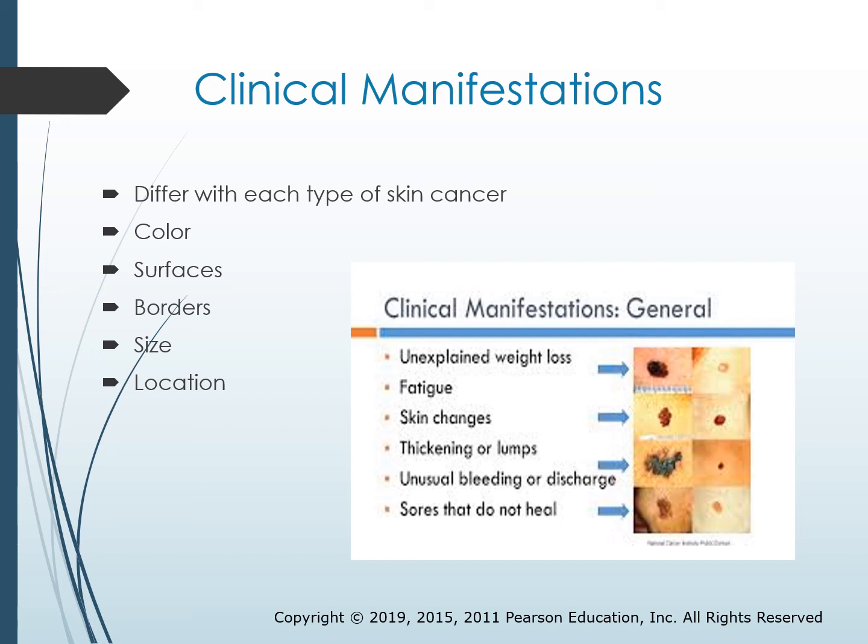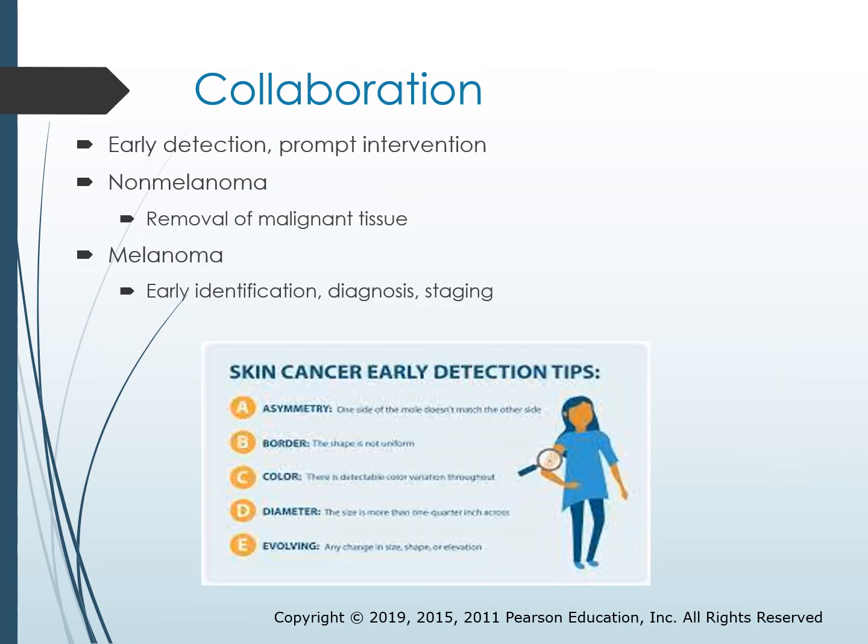Clinical manifestations differ with the skin types, color, surfaces, borders. You want to look at the size, and you see unexplained weight loss, fatigue, skin changes, thickening or lumps, unusual bleeding, sores that do not heal, really dark moles, crusty lesions that may bleed easily, painful, and they get bigger. Collaboration, early detection, and prompt intervention. Teaching, teaching, teaching. It talks about the ABCD rule, and right here I have ABCDE on the screen.